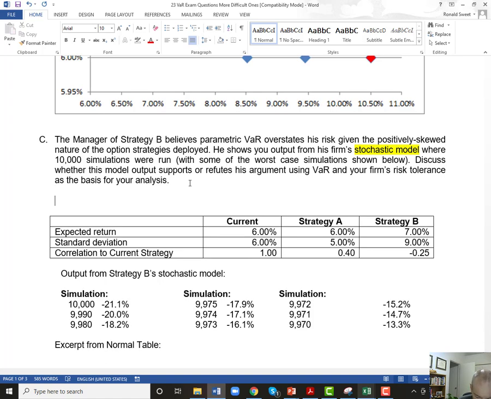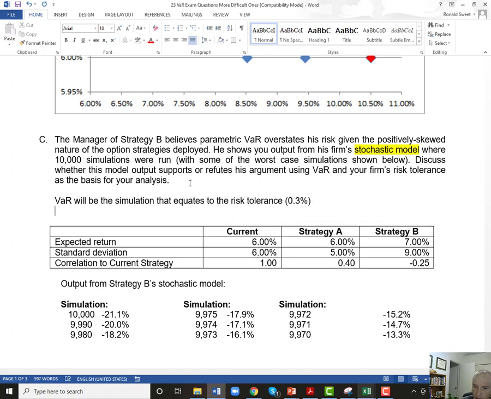So let's look at that. When you do a stochastic model, the VAR will be the simulation that equates to the risk tolerance. In this case, 0.3%. So how do you figure out which of these simulations is his VAR?